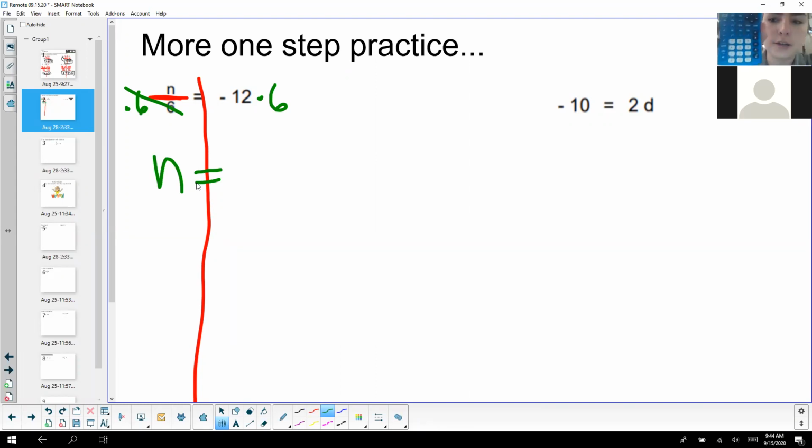Remember, guys, when we're entering our calculators, that negative button is next to the decimal point. So enter in -12 times 6, and you should get -72. And remember, a negative times a positive should give us a negative answer.